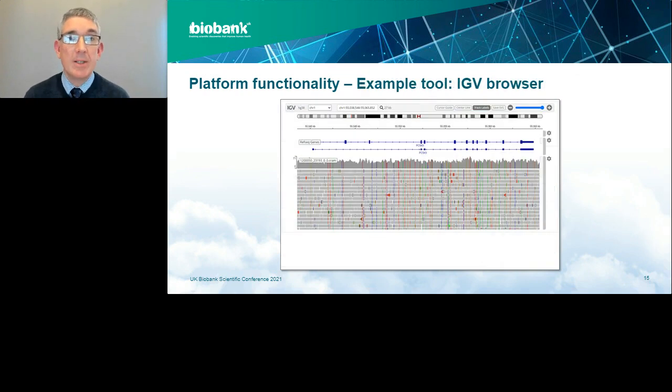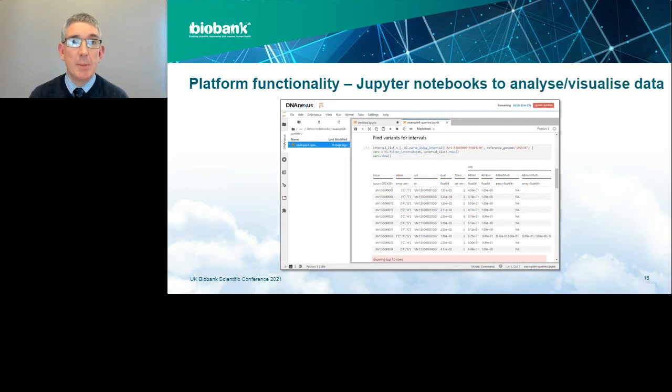One example is the IGV browser that's available out of the box that can be quickly spun up to look at exome and genome sequences in detail. Another important aspect is the availability of Jupyter Notebooks, which is rapidly becoming the tool du jour for interactive analyses of data within this platform environment. Again, we are looking at how we provide a number of pre-rolled demonstration notebooks that researchers can take and extend to start to undertake their own analyses. And again, this will be part of the community engagement side, where I think we'll see a large number of these notebooks growing over time.